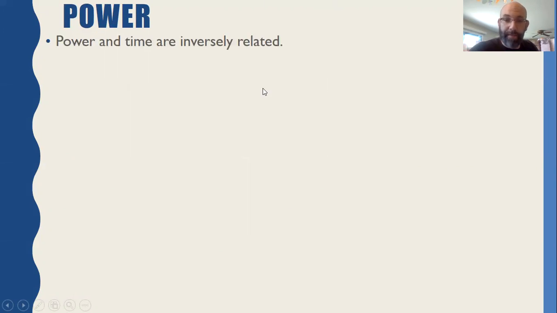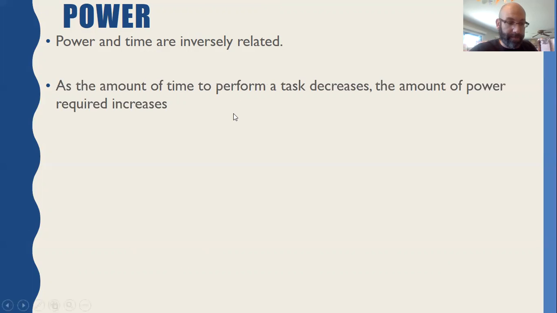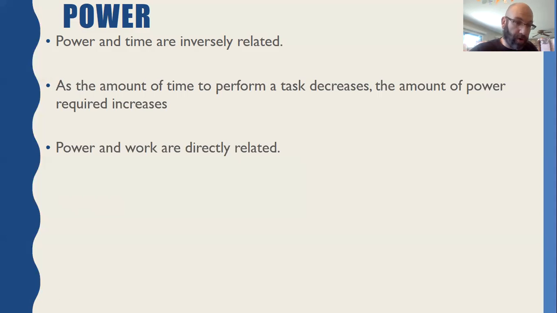All right, continuing on. Power and time are inversely related. We saw that because power is on one side of the equation and time is on the other side of the equation, and it's in the denominator. So they're inversely related, and we know what that means. If the time goes down, then the amount of power required goes up. So as the amount of time to perform a task decreases, the amount of power required increases. Power and work are directly related. So if you want to do more work, you need more power. All right, so those are the two things.